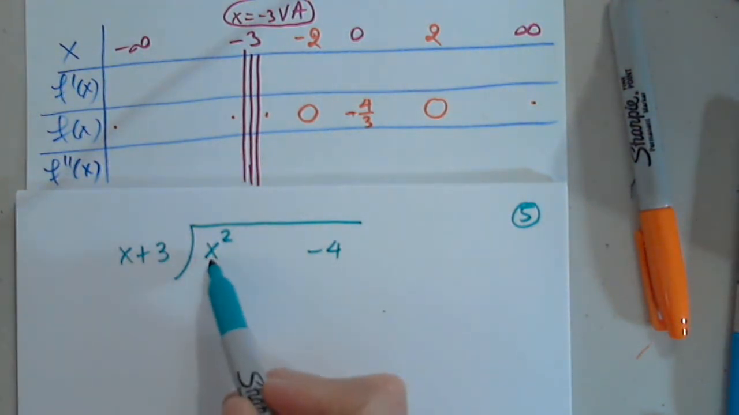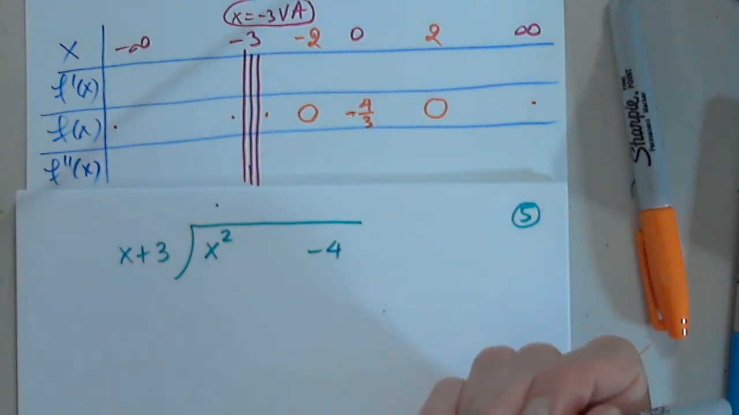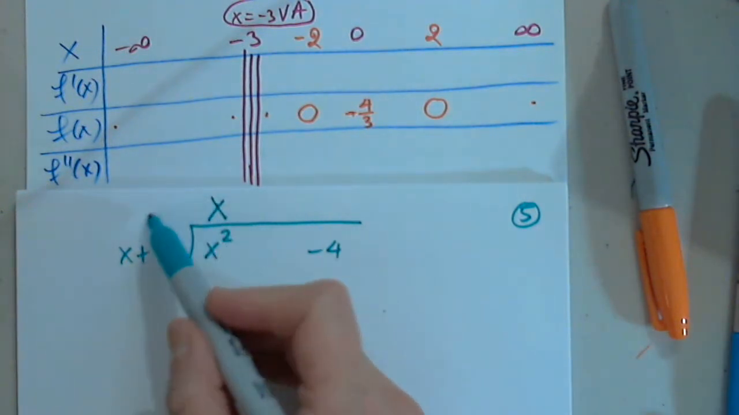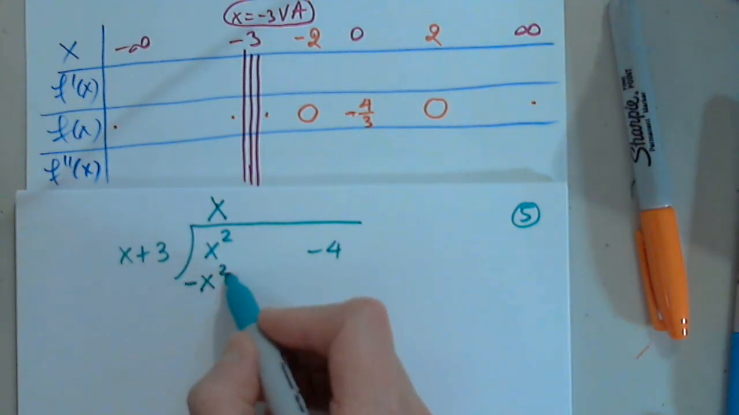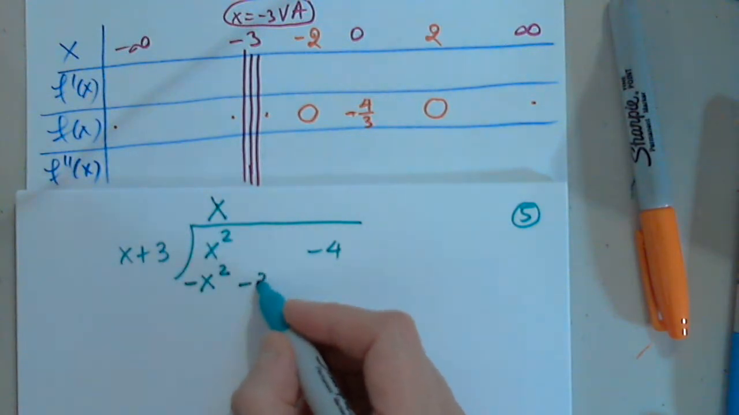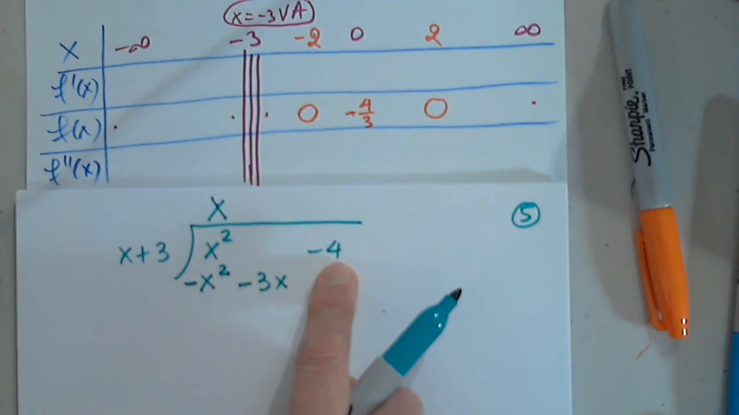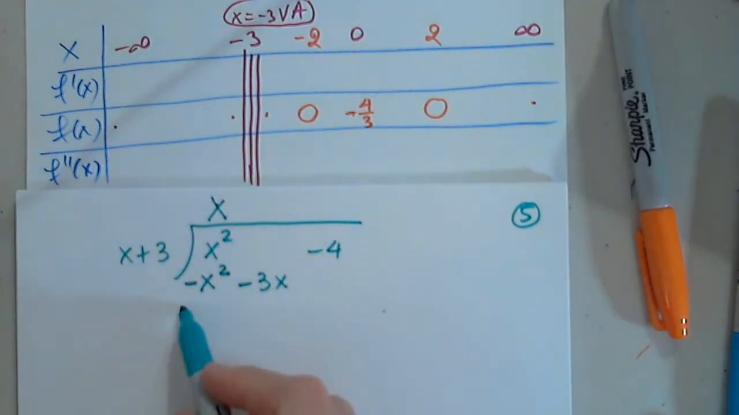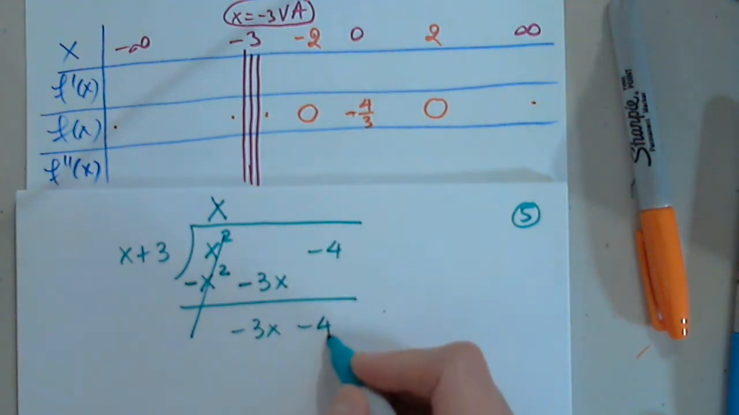X times what is x squared? What do I put up here? X. Very good. And then I distribute it. X times x is x squared, but I have to change the sign because I subtract. X times 3 is 3x, but I have to subtract. See, I would not have been able to write it under this, so they all have to be in the correct, descending order. These two go away, then -3x, and then -4.